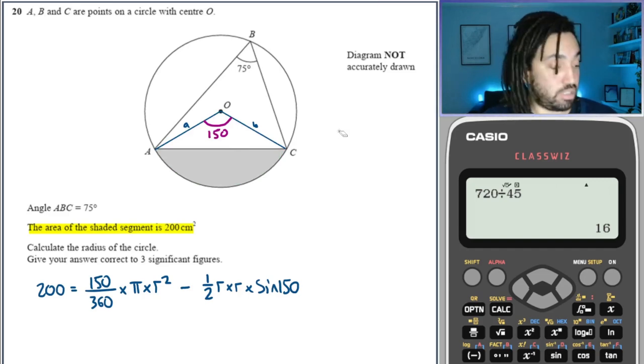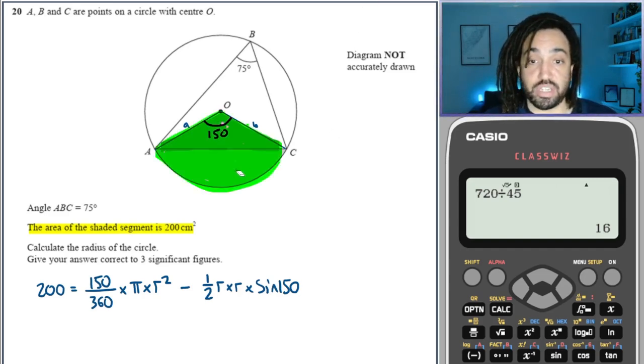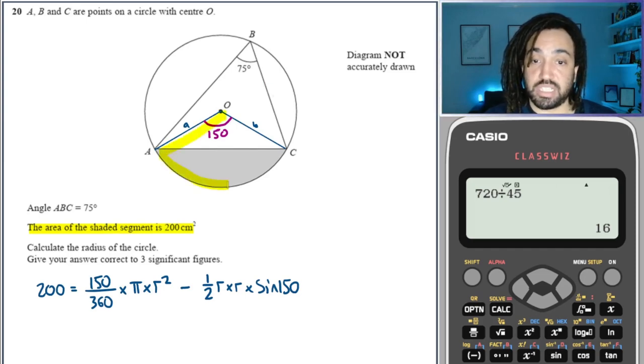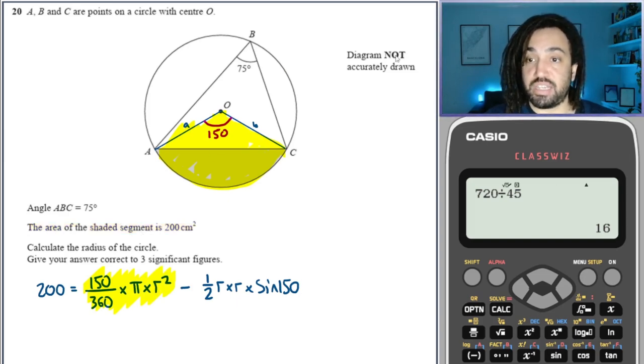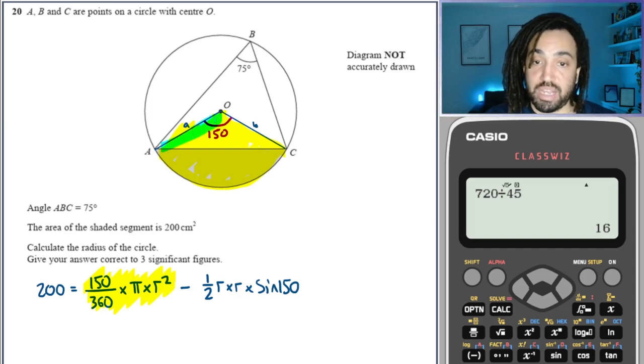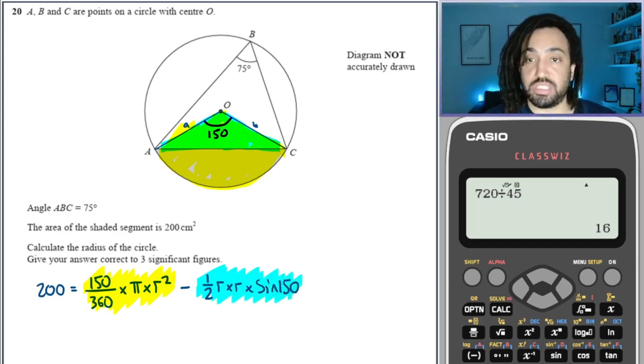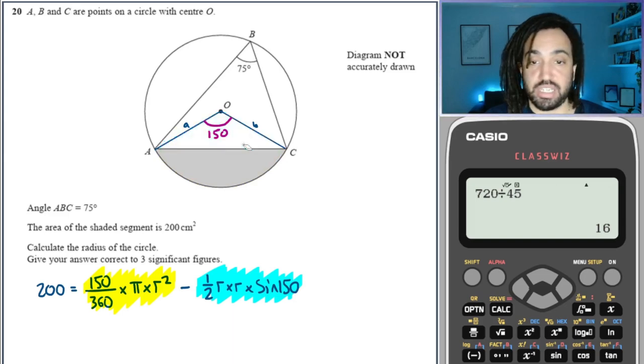Okay, so just to reiterate, what we've done there is we found first the sector, which is, I should have used better colours. The sector is all of the yellow bit. So that is this thing here. And then what we're going to do is we're then going to take the triangle away. And if I do that, I'm left with just the shaded bit that was given in the question. That shaded bit there is equal to 200.